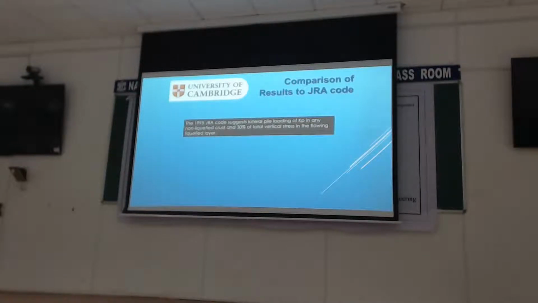The purpose was to compare what the JRA code, the Japanese code, says in estimating the lateral pressure exerted by the liquefied soil, which is what we got the measurement for. They claim, okay, the Kp in the non-liquefied crust is whatever it is, but 30% of the total vertical stress must be applied on the piles horizontally. Only 30%.